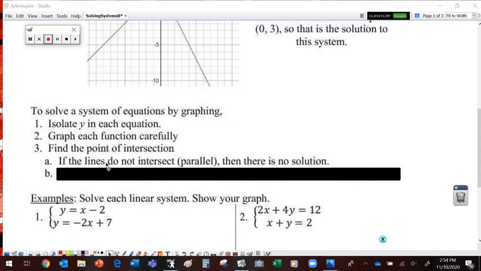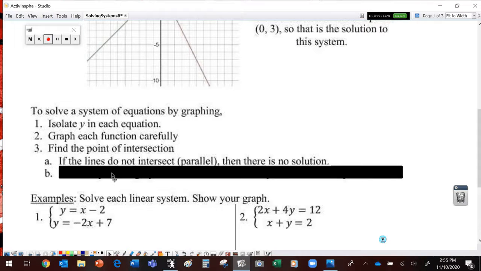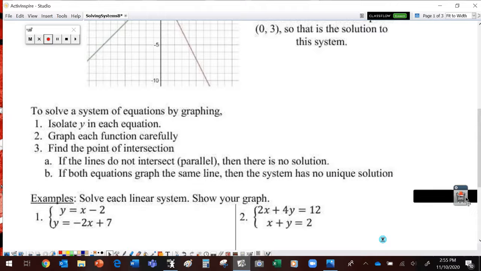The other possibility is that we get the y by itself and we end up with the same equation for both lines. Well, if we graph those, we're going to have the exact same line twice. So there's no unique solution to that system of equations, and that's what we would say, no unique solution. Not that there's no solution, because any point on that line is going to be a solution to the system. We need to say that there is no unique solution. So there's a lot of solutions to that system of equations.